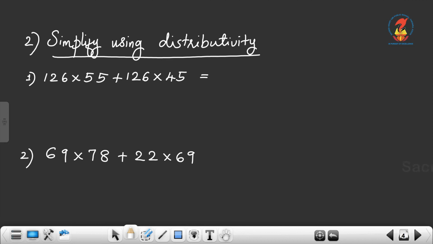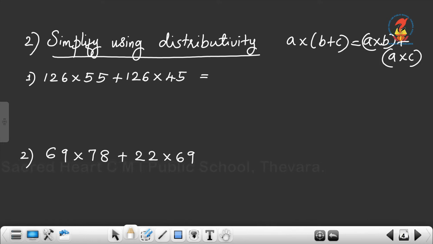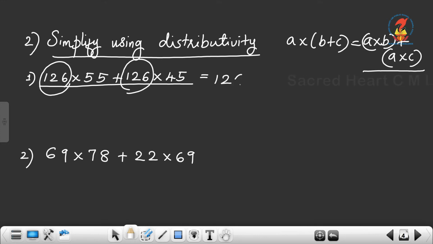Now, next one, simplify using distributivity. So, what is the distributive property? If A, B and C are three whole numbers, A into B plus C is equal to A into B plus A into C. Now, here the right hand side is given, A into B plus A into C. That form is given here. Which number is common here? 126 is common. So, take that 126 outside.